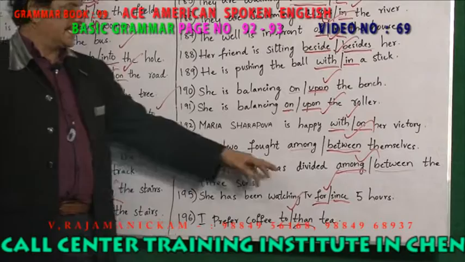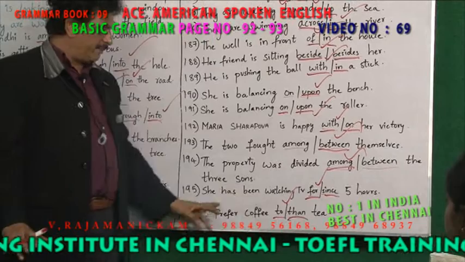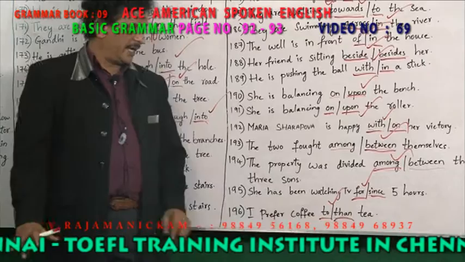I prefer coffee to tea. I prefer coffee than tea. And parkira bolude I prefer coffee to tea. Tea ivida enakku coffee dhaan pidikkum endru solugira bolude to tea, than tea endru podakudadhu.